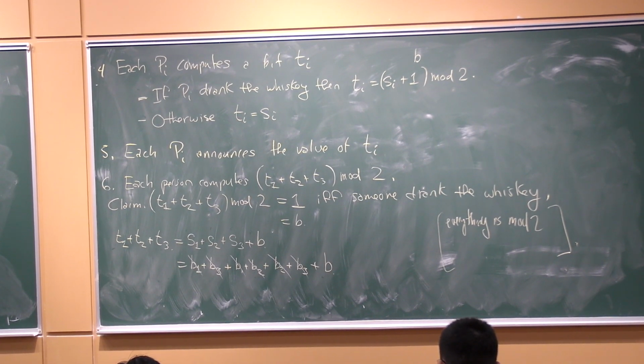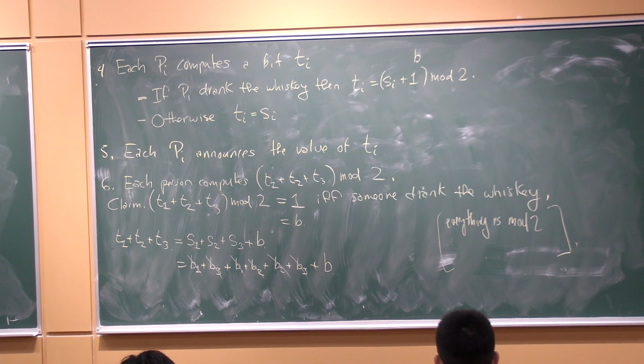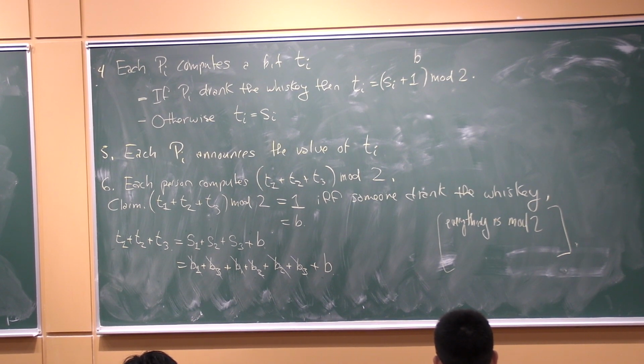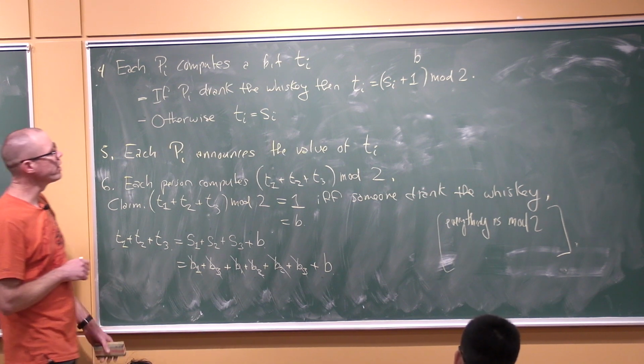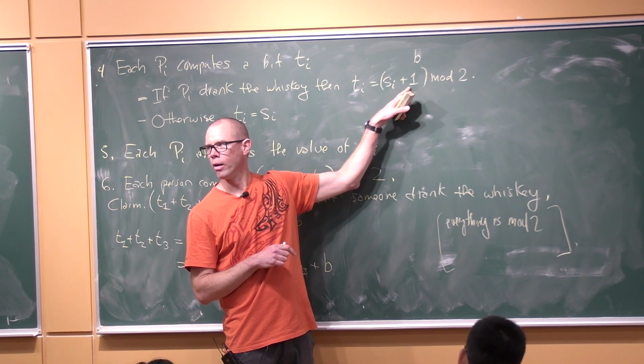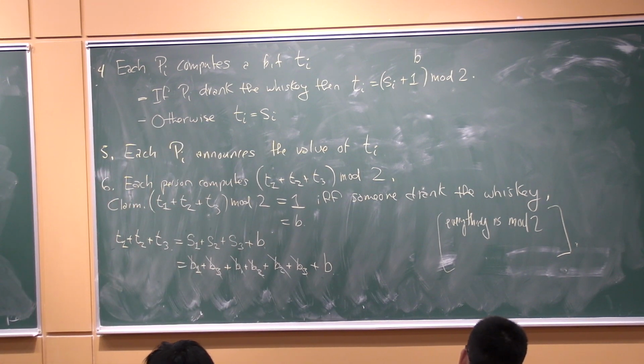No, the bit that he's telling them is a random bit that he generated from a coin toss. It has nothing to do with whether or not he drank the whiskey. The bit that tells him whether he drank the whiskey is this B here, which is only involved in this computation of TI. Okay.